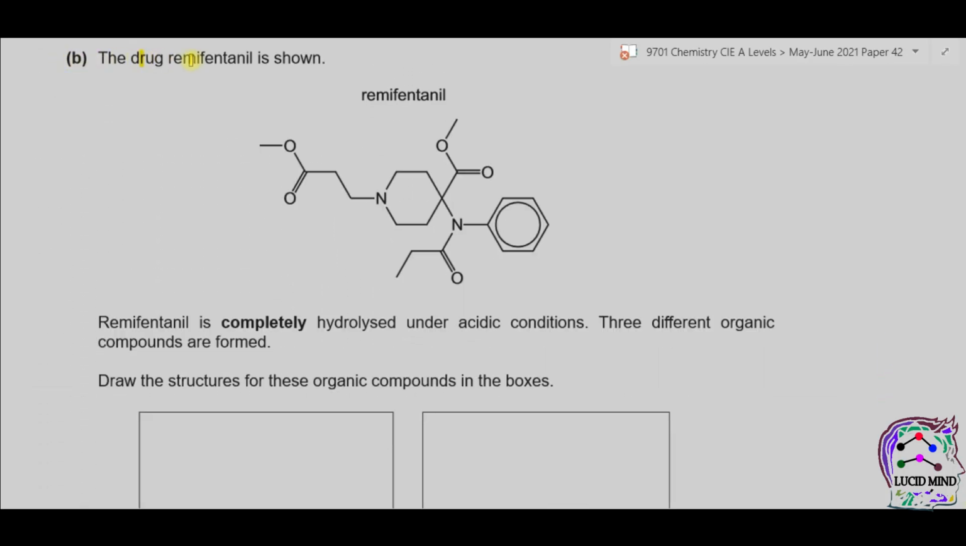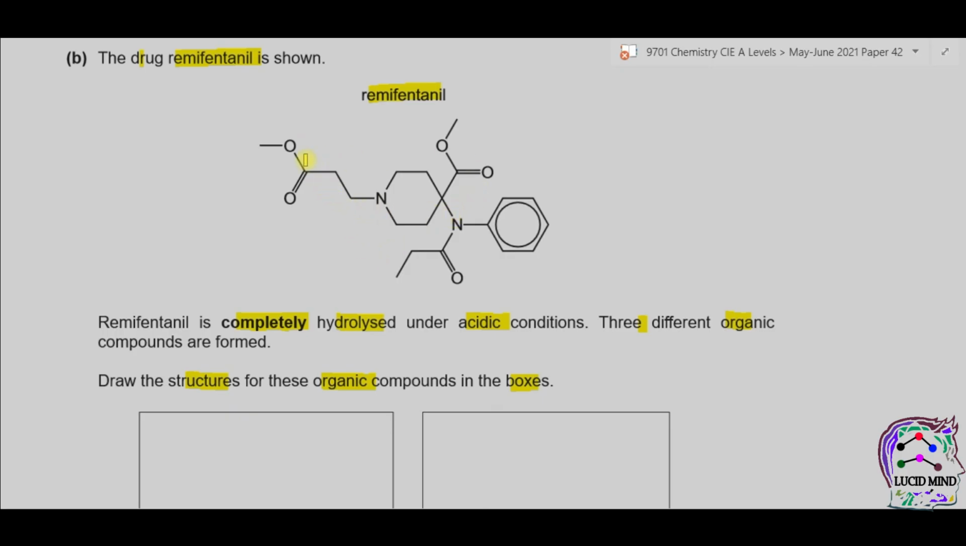Part B: the drug remifentanil is shown. This is the drug, its structure. Remifentanil is completely hydrolyzed under acidic conditions. Three different organic products are formed. Draw the structures for these organic compounds in the boxes. So we have to find out the three products.